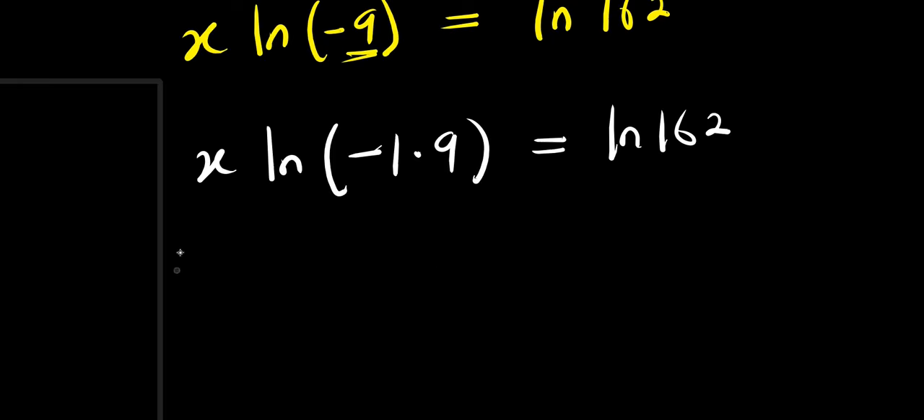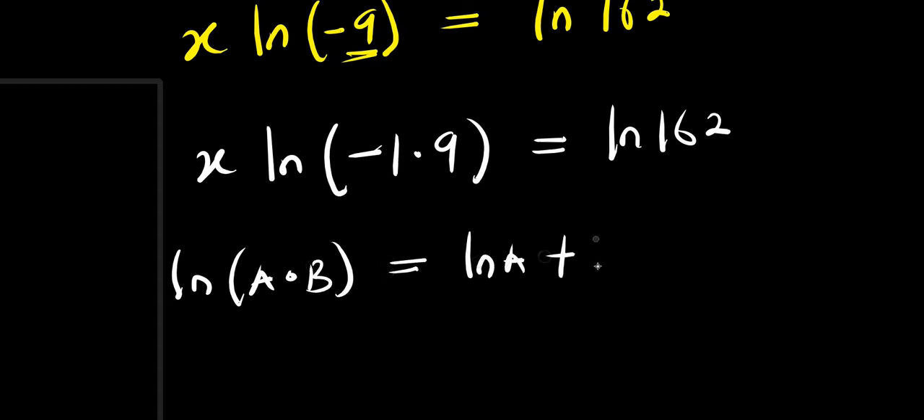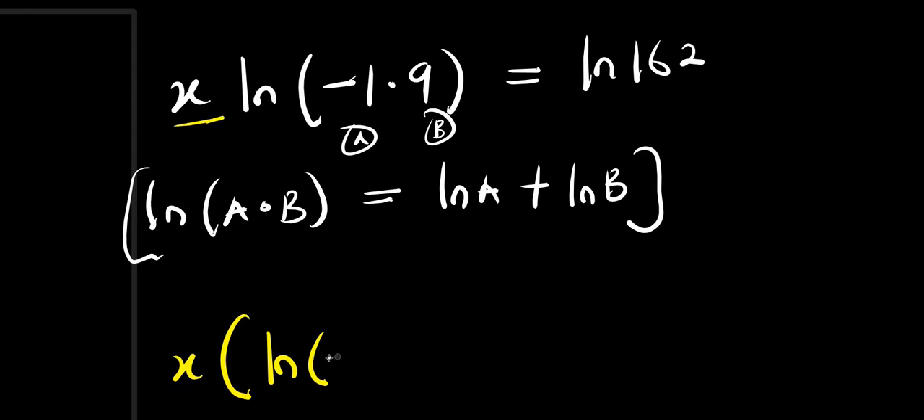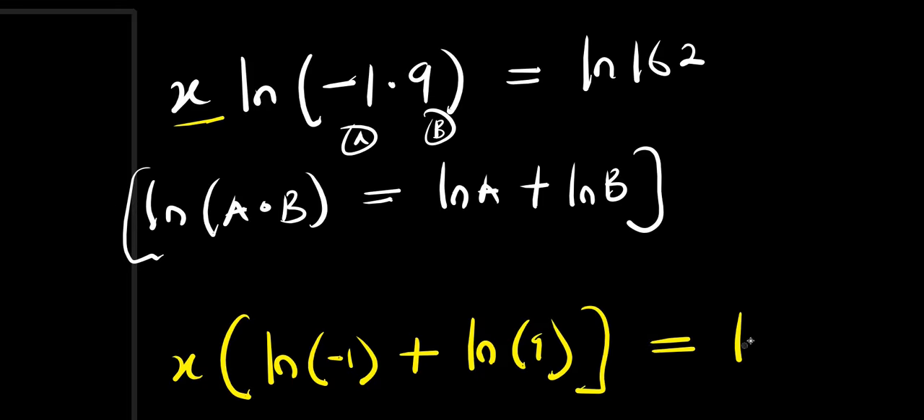And don't forget, if you have natural log a times b, this equals natural log a plus natural log b. So this is my a, this is my b. That means I'm simply going to have the x here times natural log of a, which is negative 1, plus natural log of b, which is 9. And this equals natural log 162.